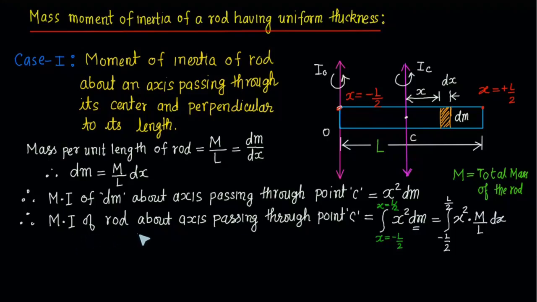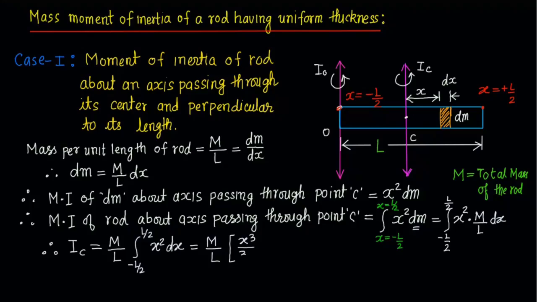So I am writing the moment of inertia of a rod about the axis passing through point C. So this is this axis. I am going to write this as IC, this is friend IC, and that is equal to m by l, which is constant, mass of the rod divided by length of the rod, and inside we will get the integral from minus l by 2 to plus l by 2 of x square dx. Now the integration of x square is going to be x cube by 3, so m by l times x cube over 3. The limits are minus l over 2 to plus l over 2.